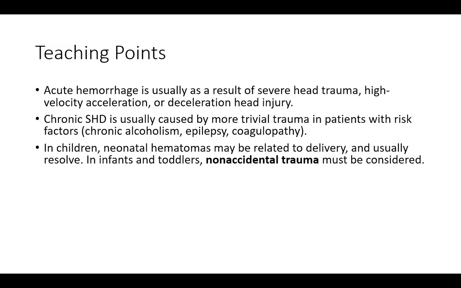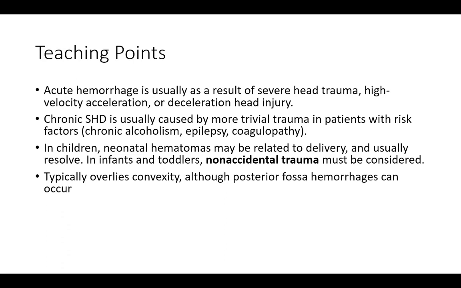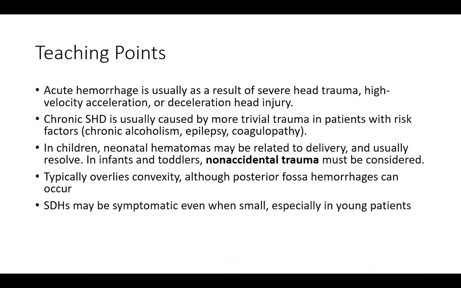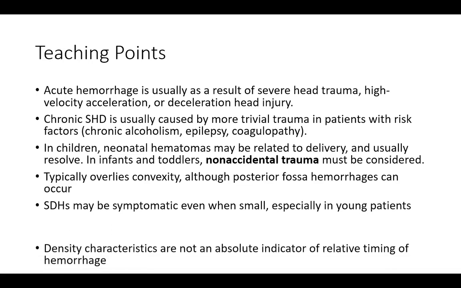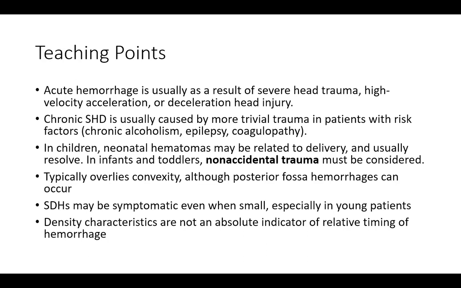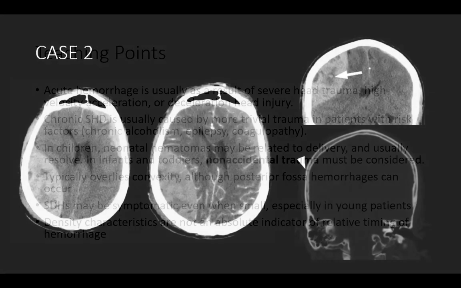In children, the neonatal hematomas may be related to delivery, and these usually resolve, but in some infants or toddlers, non-accidental trauma must be suspected. It typically overlies the convexity, although posterior fossa hemorrhage may also occur, mostly in children. Subdural hemorrhage may be symptomatic even when small, especially in young patients. The density characteristics are not an absolute indicator of the relative timing of the hemorrhage.